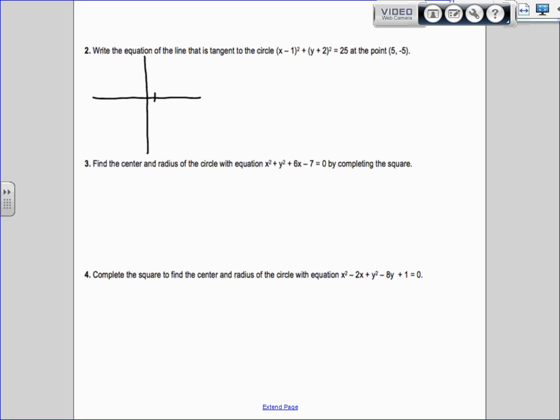Okay, so my center was (1, negative 2). My radius in this case is 5. Do you guys see it? 25, square root is 5. So I'm going to go up 5: 1, 2, 3, 4, 5. So I go in each direction, 5 each way. And I draw my circle in.